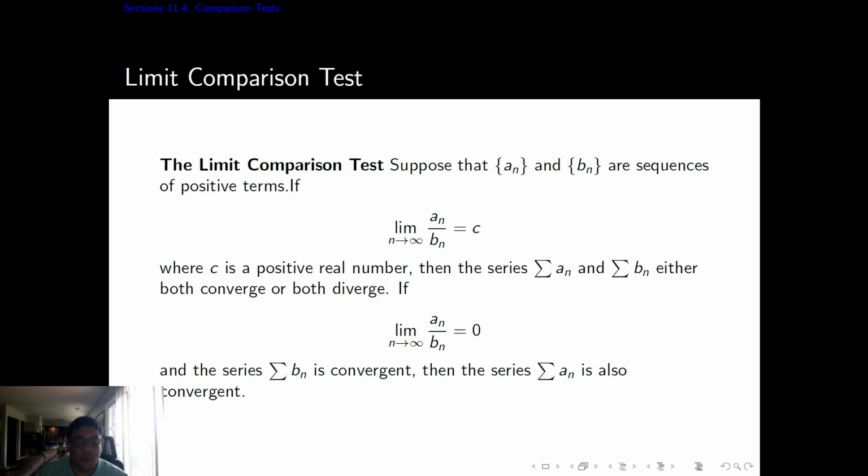So if you already know that one of them is convergent, then the other one is going to be convergent as well. If you pick one that you already know is divergent, then the other one is going to be divergent as well. And this number c has to be a positive real number. But we can also have a variation of this when the limit is 0. If the limit when n goes to infinity of an over bn is 0, and you know that the series of bn is convergent, then the series of an is also going to be convergent.